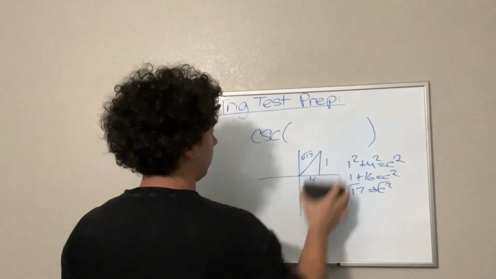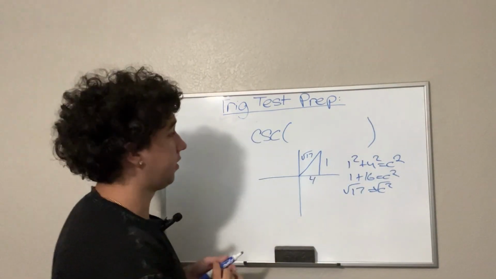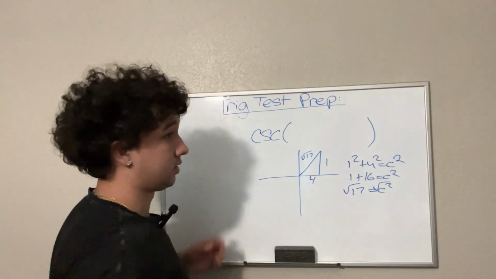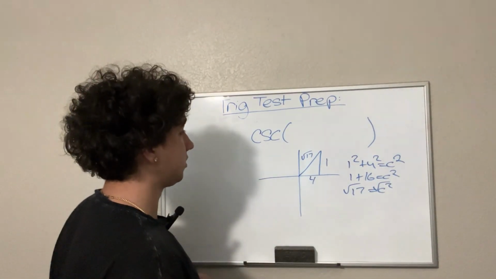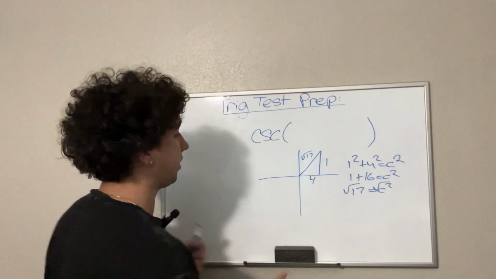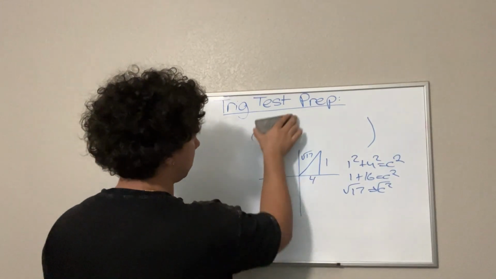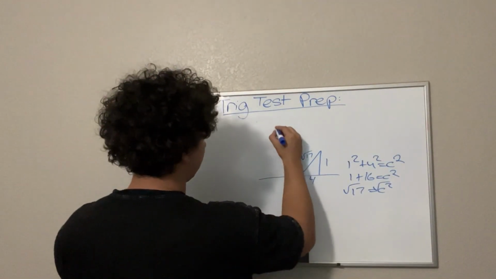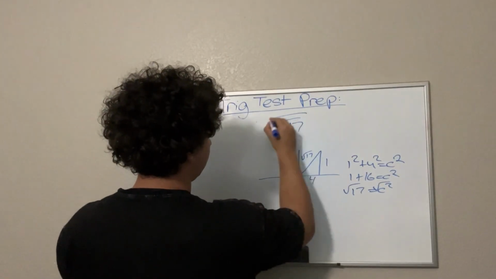So now what happens is I'm finding the cosecant of that. Well, what is the cosecant of that? It's 1 over sine. Sine is opposite over hypotenuse. So in this case, cosecant is hypotenuse over opposite. So the cosecant of this triangle here ends up just being the square root of 17.